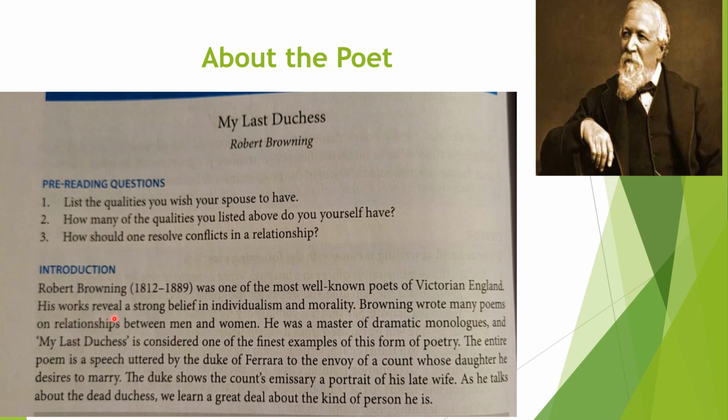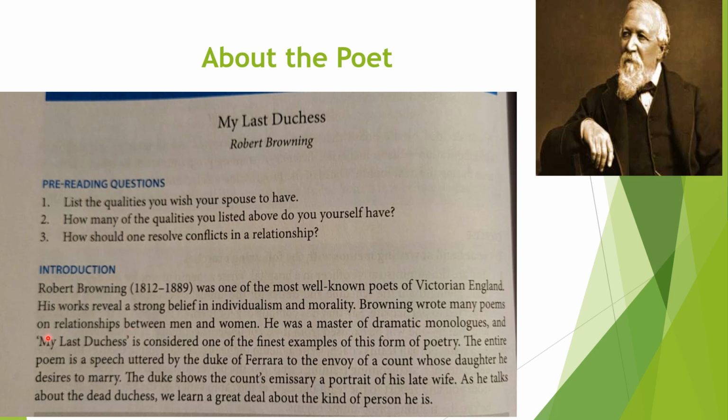Now we talk about Robert Browning, that is the author. He was born in 1812, then died in 1889. So he belonged to the 19th century. After 1812 means 19th century. He was one of the most well-known poets of Victorian England. At that time England was ruled by Queen Victoria, so he belonged to that era. His works reveal a strong belief in individualism and morality. So he believes in human values.